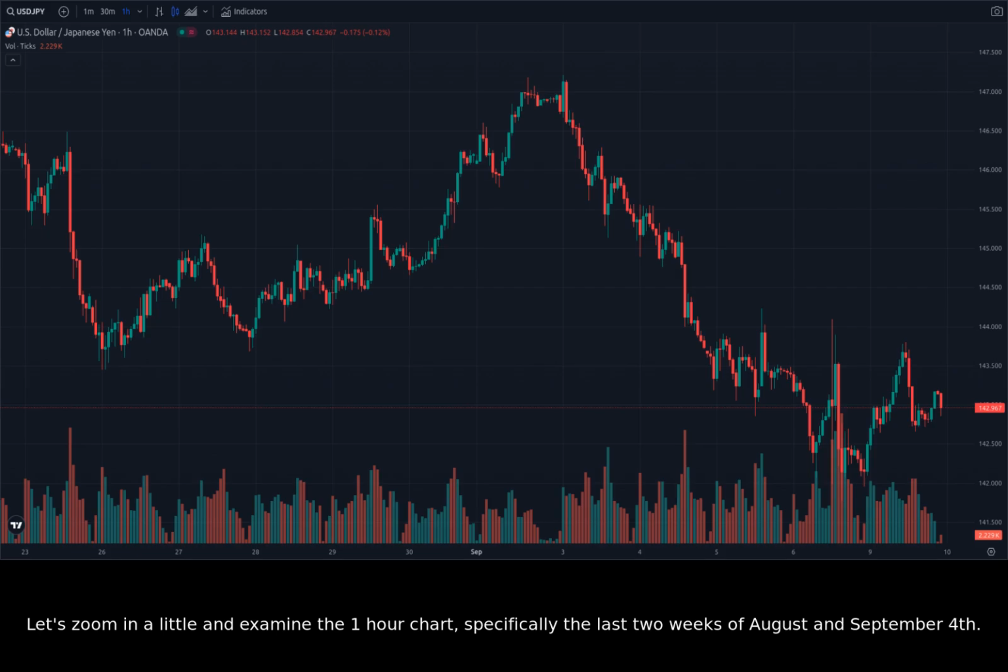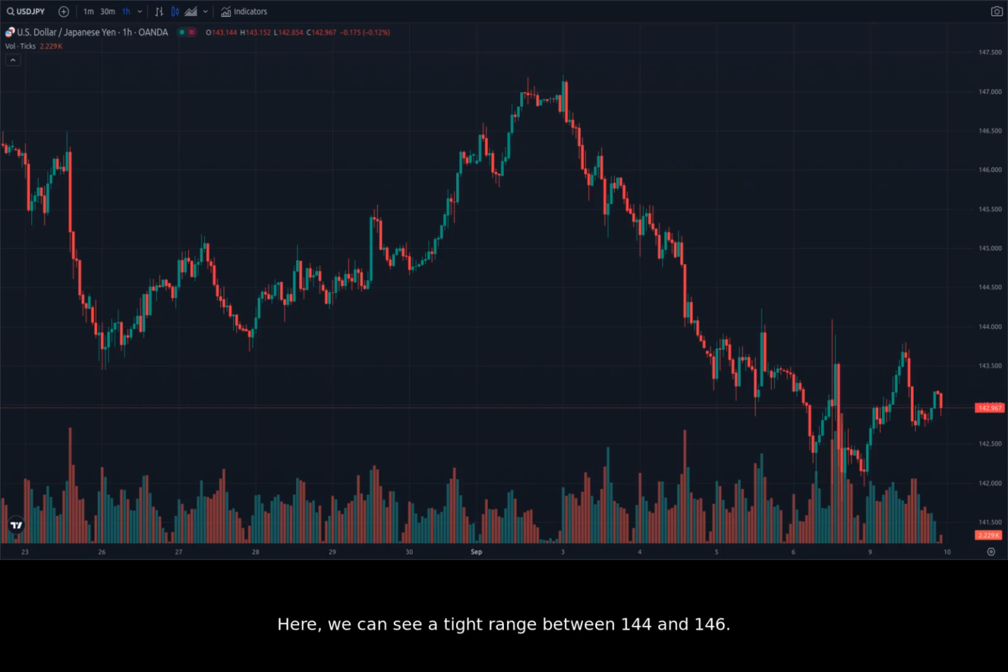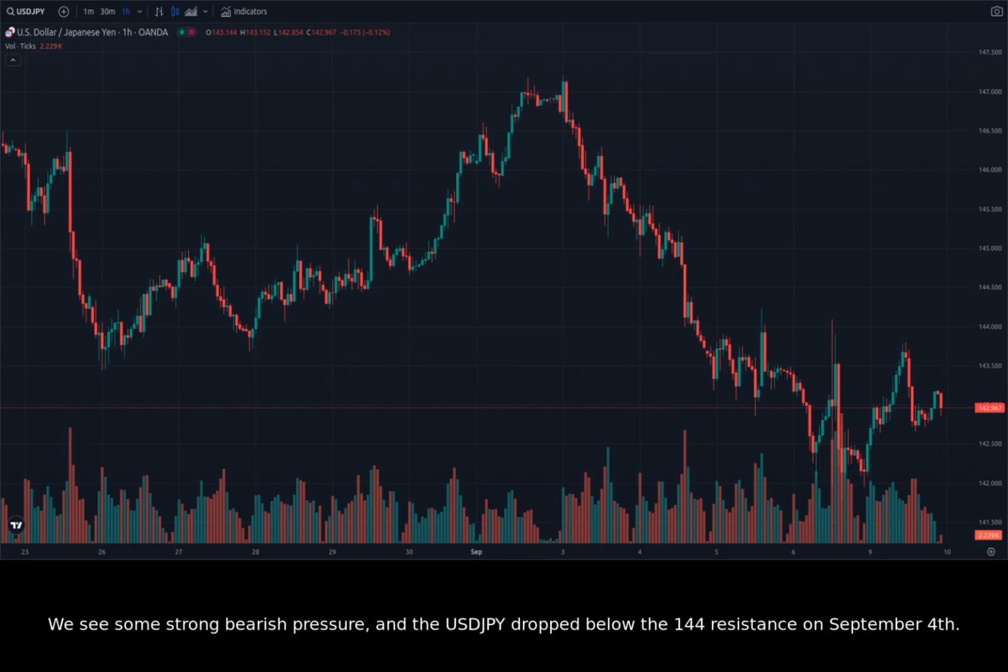Let's zoom in a little and examine the 1-hour chart, specifically the last 2 weeks of August and September 4th. Here, we can see a tight range between 144 and 146. We see some strong bearish pressure, and the USDJPY dropped below the 144 resistance on September 4th. This is a key area to watch for a potential breakout to the downside. If the USDJPY can break below the 144 level decisively, it could indicate a continuation of the downtrend.